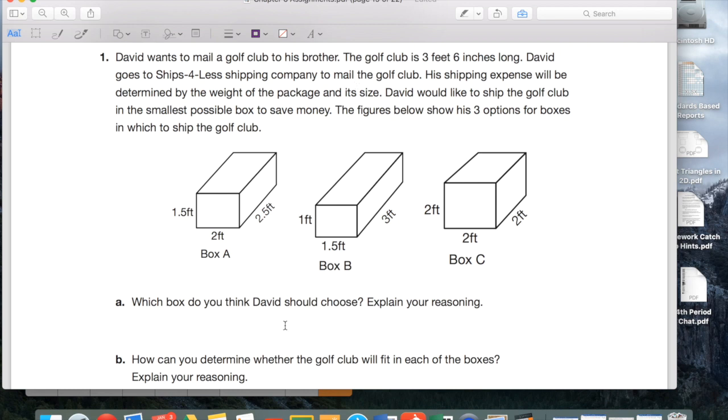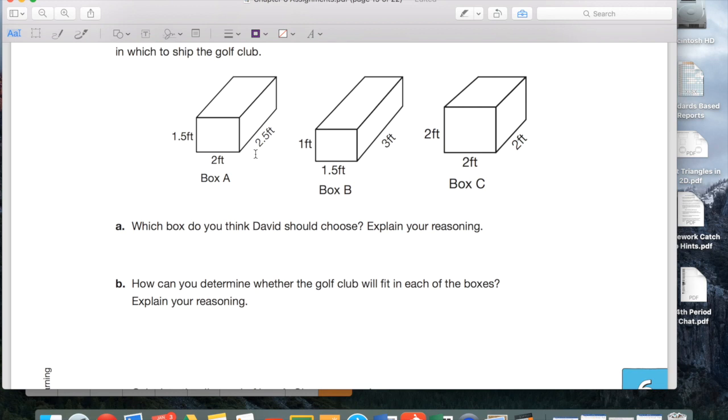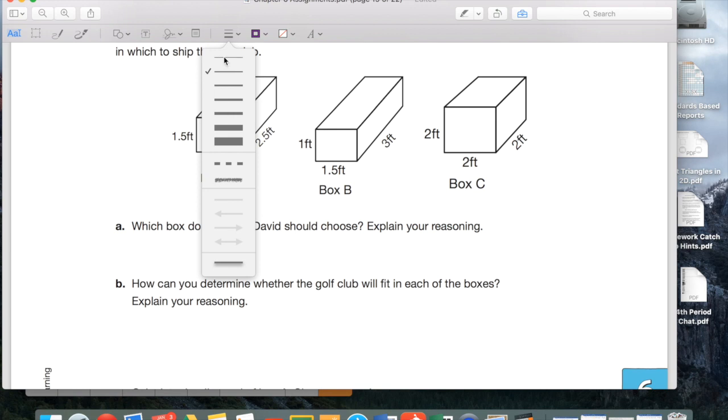This is just a get started question, so go ahead and do that. How can you determine whether the golf club will fit in each of the boxes? So if you notice that the golf club is 3.5 feet, but none of these measurements are larger than that. So we're going to have to look at the diagonal that is created in each of these boxes.